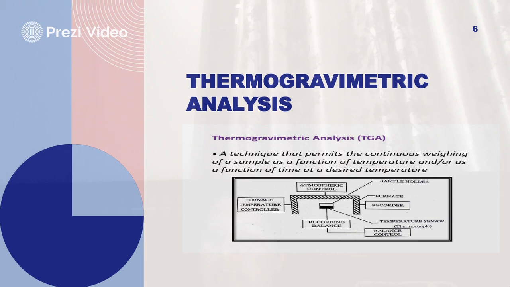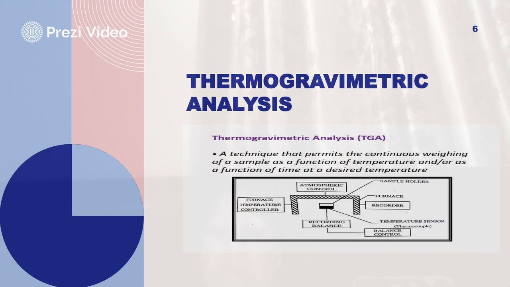The next technique, the first one, is thermogravimetric analysis. What is thermogravimetric analysis? It measures the change in mass of a sample as a function of temperature or time in a controlled atmosphere. The instrument consists of a furnace, a sample pan, and a high precision balance. The sample is heated according to a programmed temperature ramp and its weight is continuously monitored. A TGA plot, also known as a thermogravimetric curve, is generated showing the percent mass on the y-axis and temperature in degrees Celsius on the x-axis.